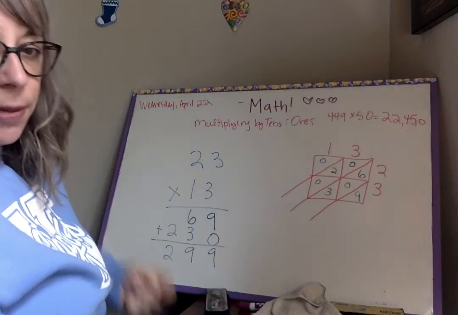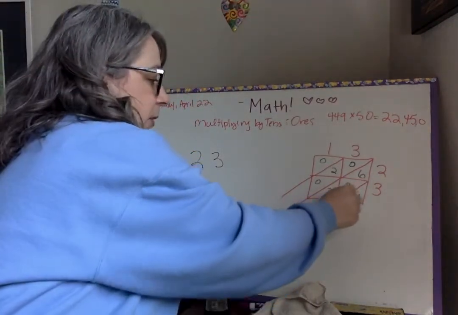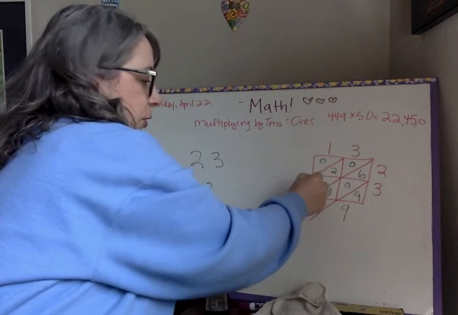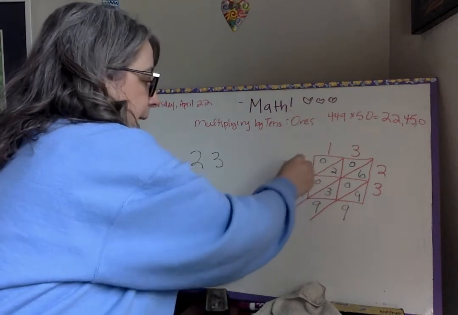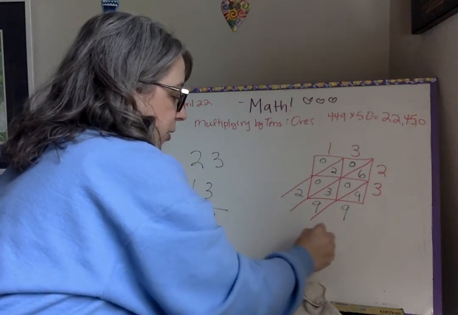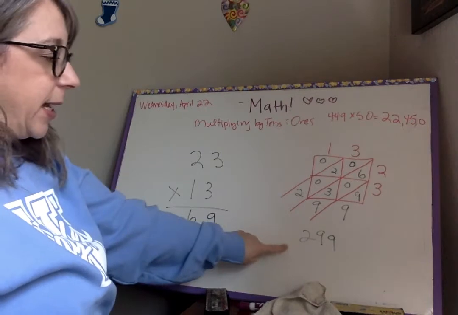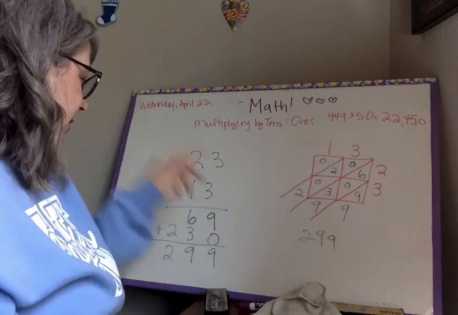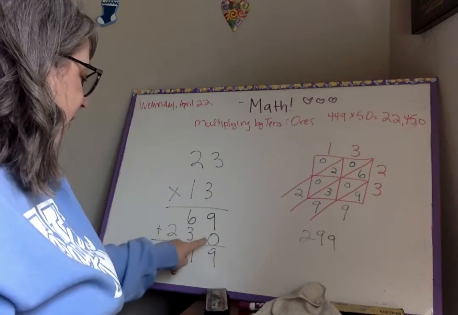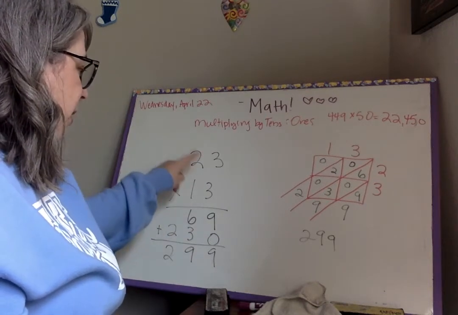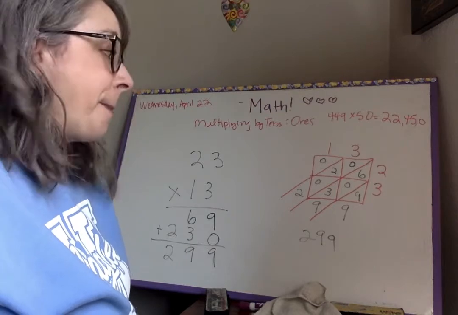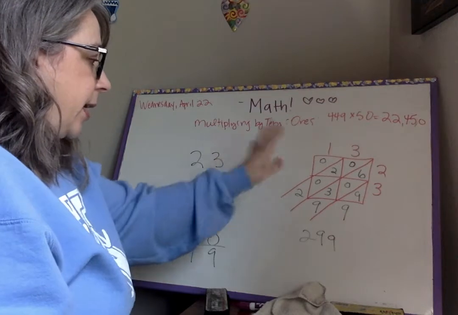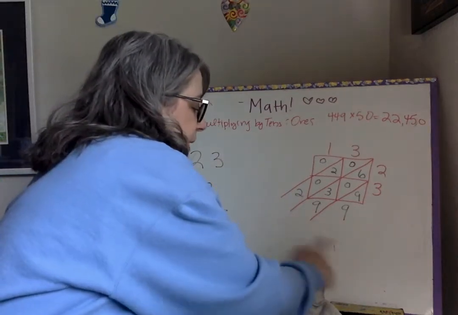Now we're going to add up our little columns. 6 plus 3 is 9. 2 plus 0 plus 0 is 2. And there we have 0. So are we right? 299. In some ways I can see the benefit of this, because you don't have to do the extra step of adding a 0 and then multiplying the tens place. So I see a lot of value in the lattice way.